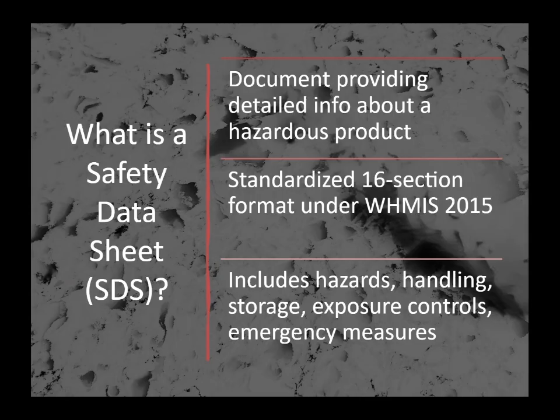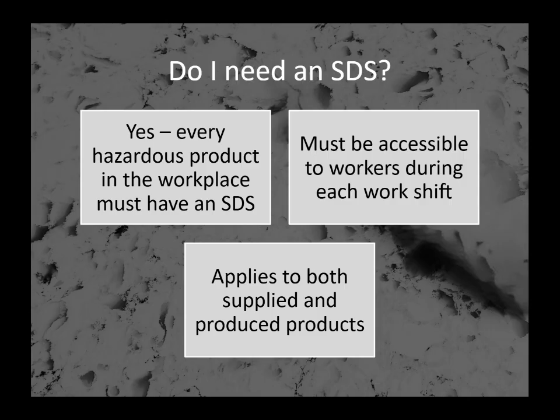Safety Data Sheets, SDSs. An SDS is a technical document that provides comprehensive information about a hazardous product. It is divided into 16 standardized sections that cover topics such as hazard identification, composition, first aid measures, firefighting measures, accidental release measures, handling and storage, exposure controls, personal protection, physical and chemical properties, stability and reactivity, toxicological information, and ecological information.